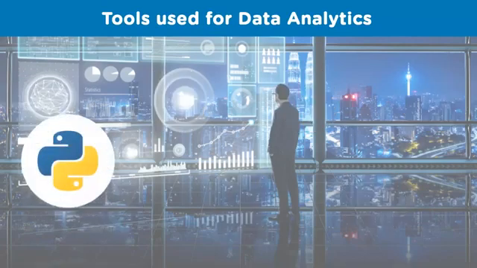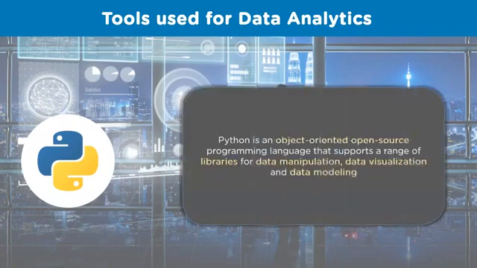First, we have Python. Python is an object-oriented open source programming language that supports a range of libraries for data manipulation, data visualization, and data modeling. Python programmers have developed tons of free and open source libraries that you can use. You can find many of them via the Python package index, which is PyPI, the repository of Python software. Python provides the default package installer called pip.